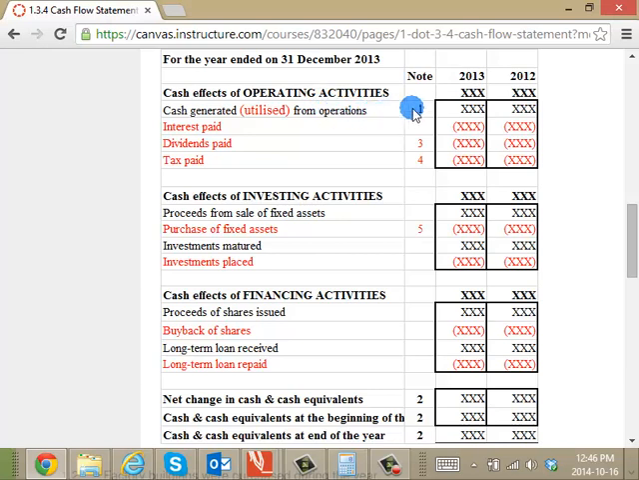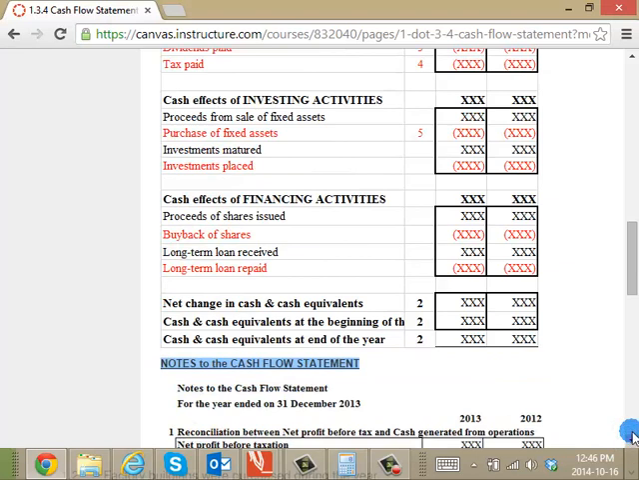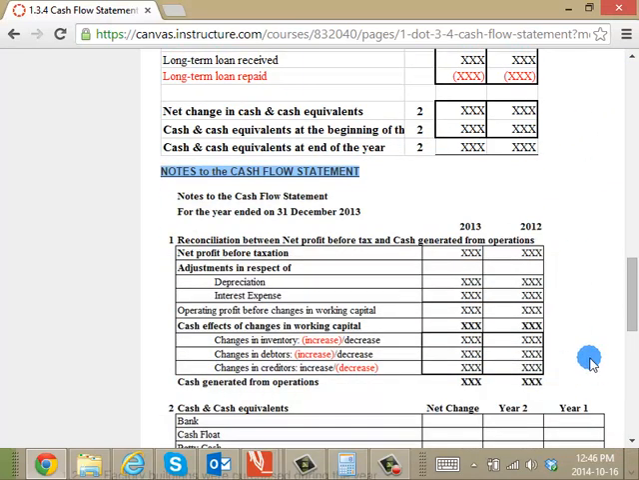Cash generated from operations. So this is the note that they're asking us to complete, and here is the detail of that note. You will see here that you start with the profit before tax, then you have to adjust in respect of non-cash flow items, which could be depreciation, is an example of a non-cash flow item. You also adjust for items disclosed separately.